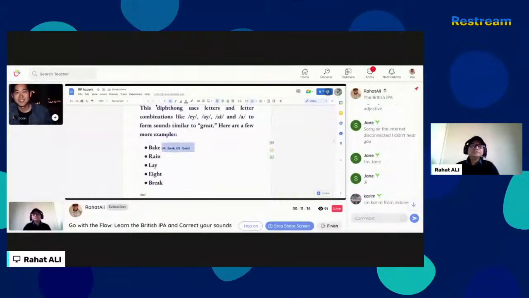Bake. This is the right word. So, British pronunciation, bake. American, bake. They prolong the sound, whereas we don't. Bake.